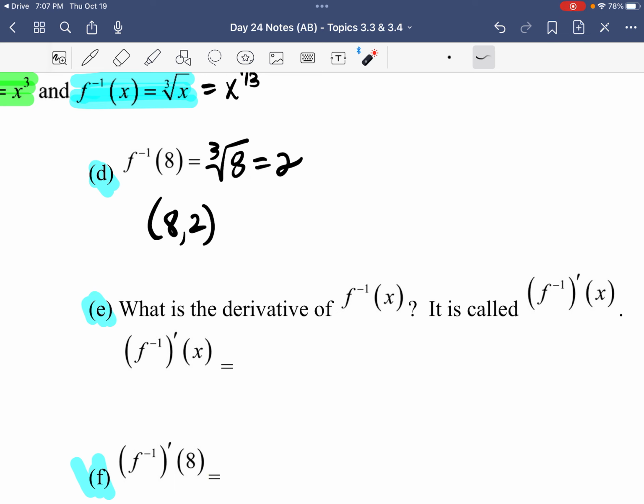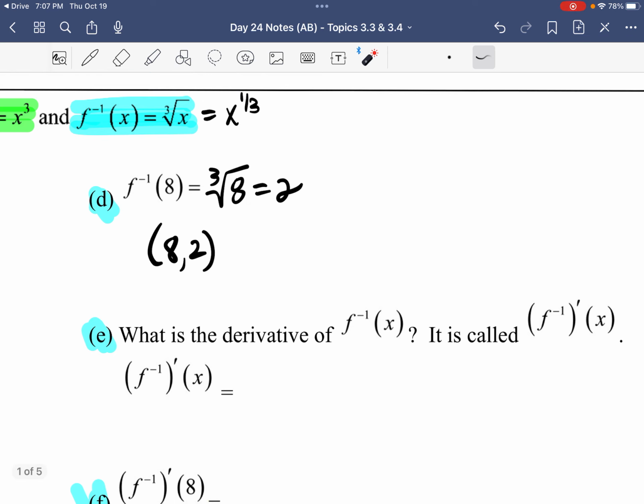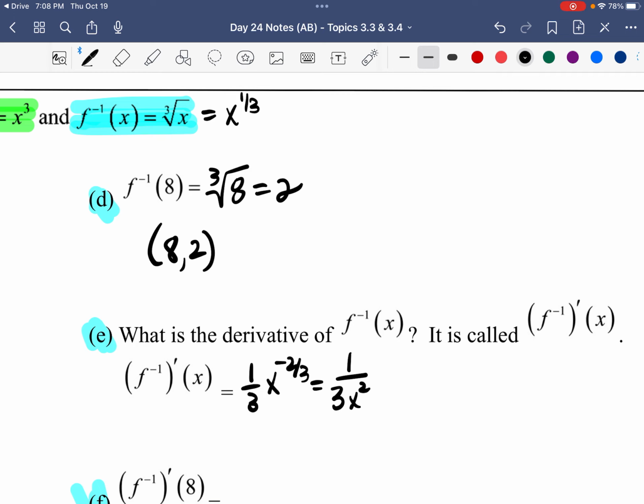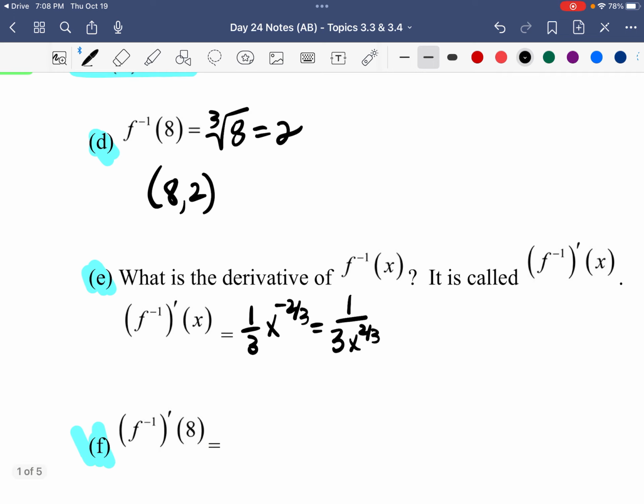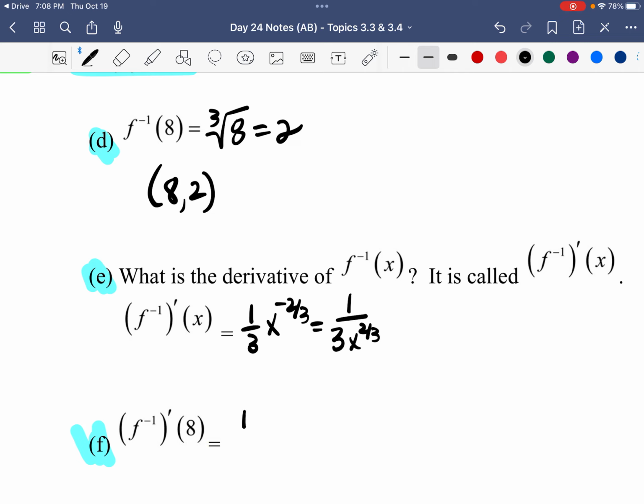All right, so f inverse prime of x, we're going to bring that 1/3 down in front. And then we're going to subtract 1, so 1/3 minus 1 is negative 2/3, okay? When we rewrite it, that becomes 1/3 times x to the positive 2/3. And now f inverse prime of 8 is going to be 1/3 times 8 to the 2/3.